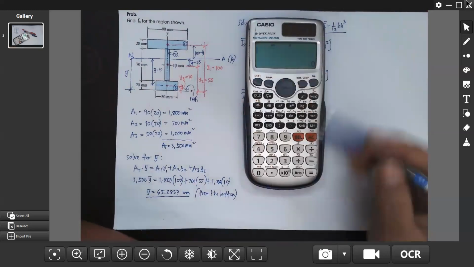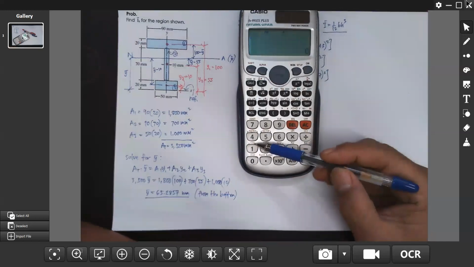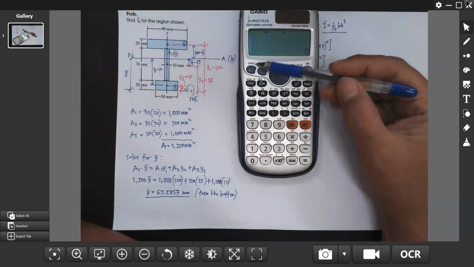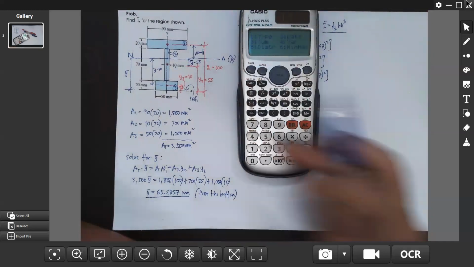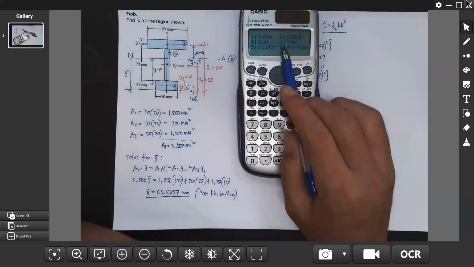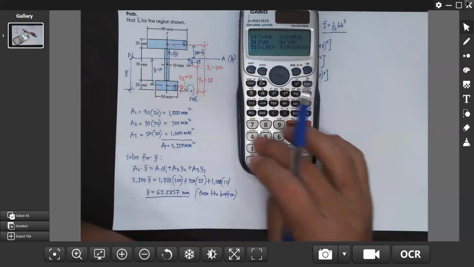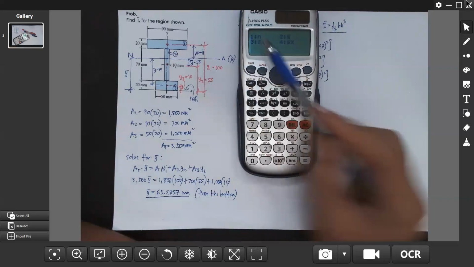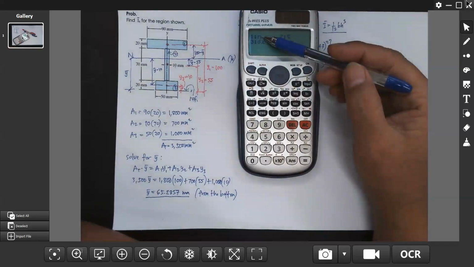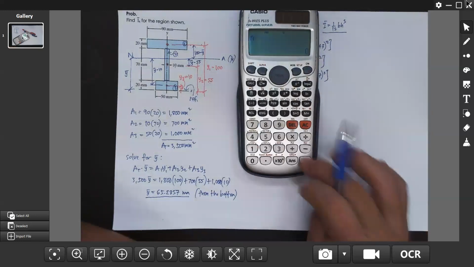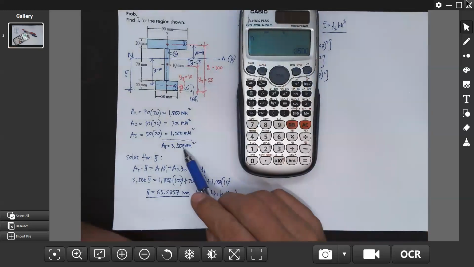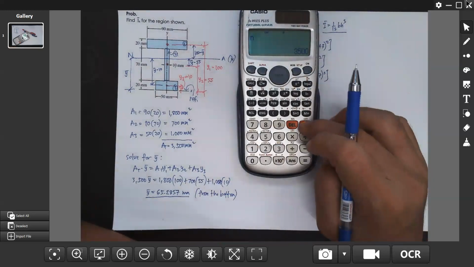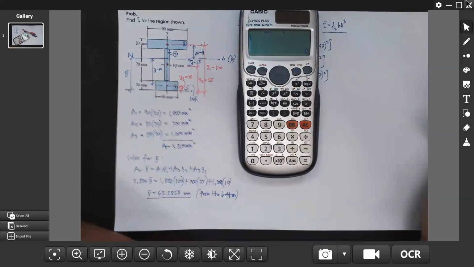Let's proceed. This is stat, in yellow, so we will use shift. So shift 1, var, for N. This is the area. We have the 3, 5. Don't forget to clear. Easy again. Easy. Next.